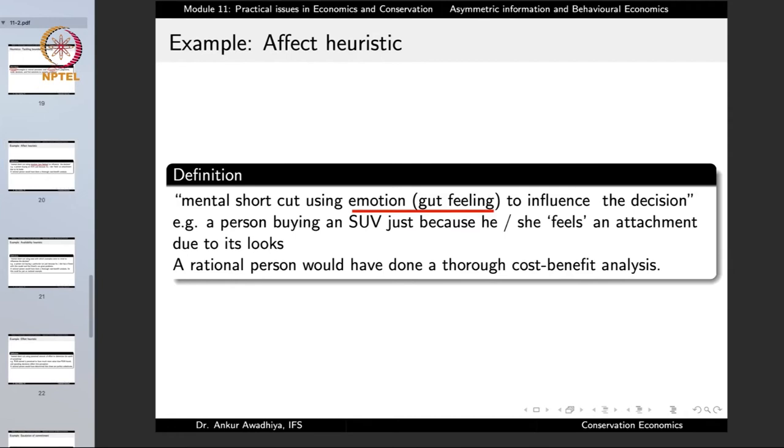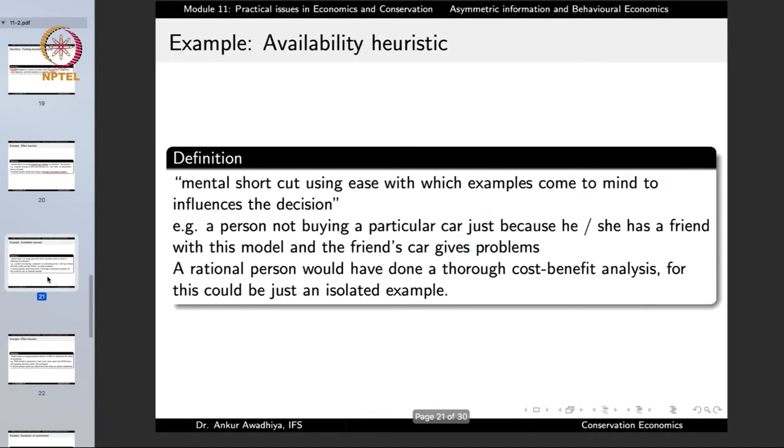People use this because they might not have sufficient information or processing capability or time to make a rational decision. So while a rational person would have done a thorough cost-benefit analysis, a person who is making a decision based on the emotion or the gut feeling does not do this cost-benefit analysis, but just buys whatever he or she feels an attachment to. This is an affect heuristic.